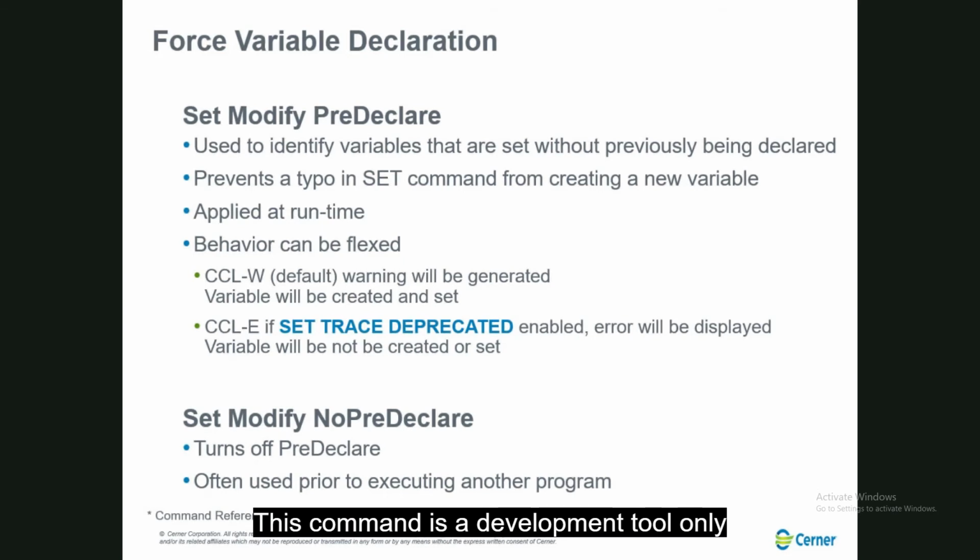This command is a development tool only and should only be used in the development phase. The set modify predeclare would be issued before your program is run or at the top of your program. Then the set modify no predeclare is used to turn off the predeclare functionality. It is recommended that if you turn it on, that you also turn it off. The set modify no predeclare should be used after your program has run or at the bottom of your program. It is possible that some programs are written without declares, and leaving this functionality turned on could impact how they run.